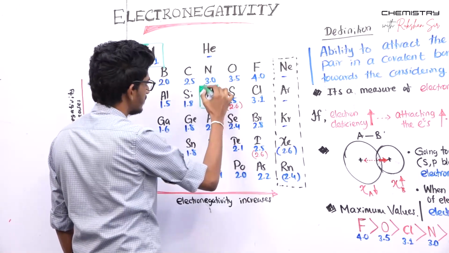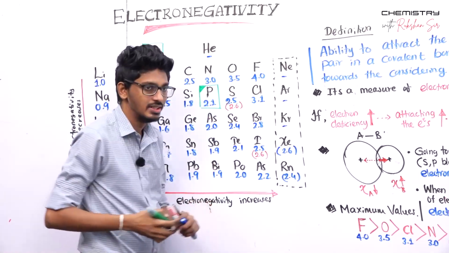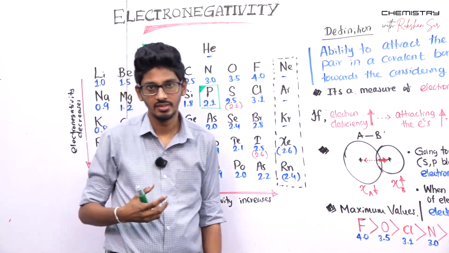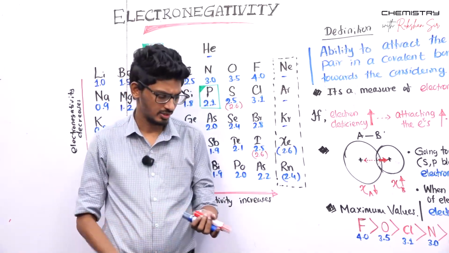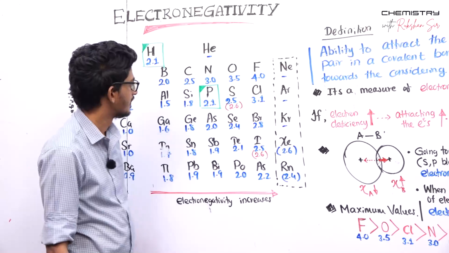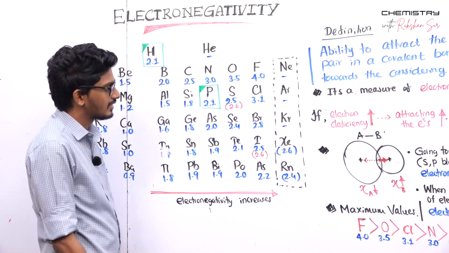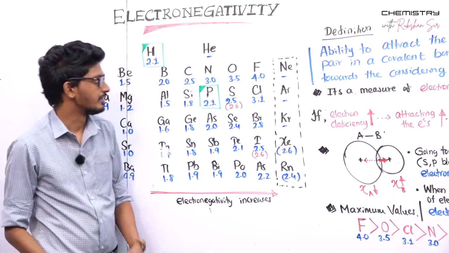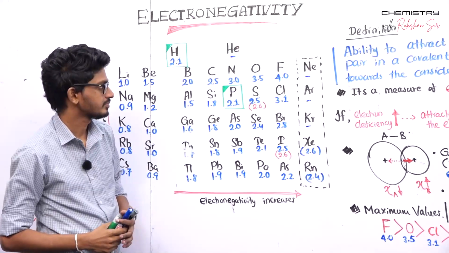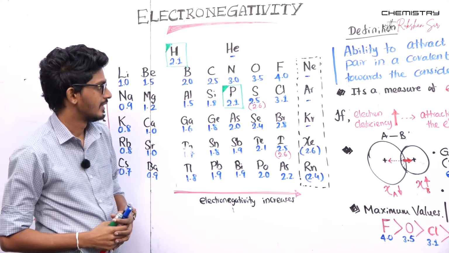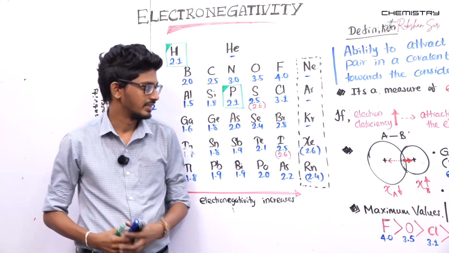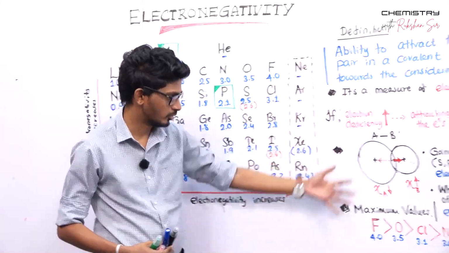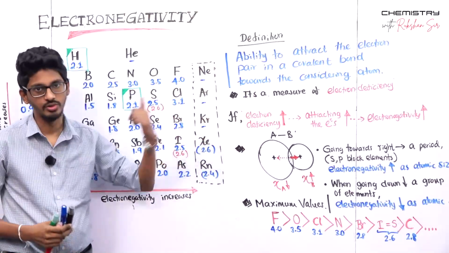They will ask a question: which element has the same electronegativity value as hydrogen? It is phosphorus. You should know that. What else should we know about this trend? These are the major things everyone should know.